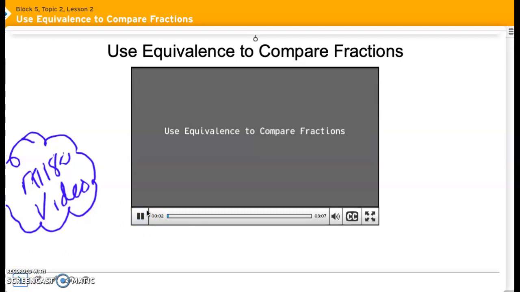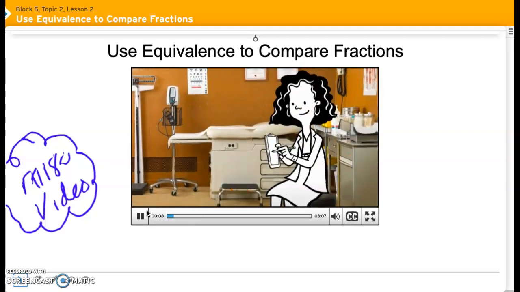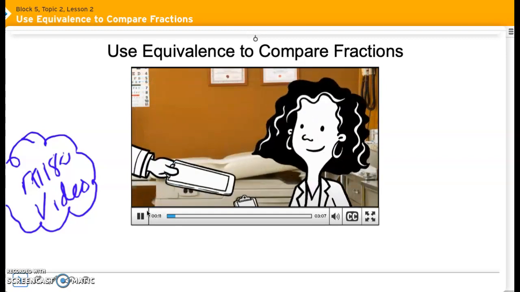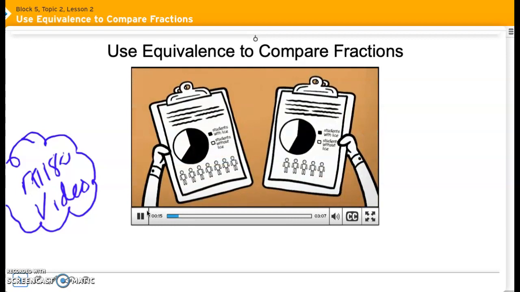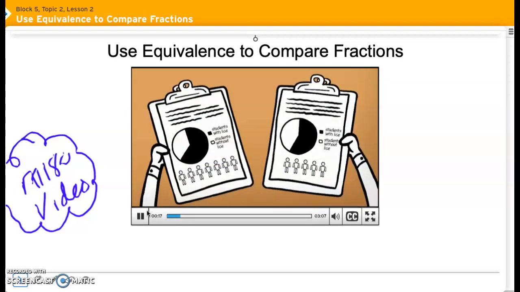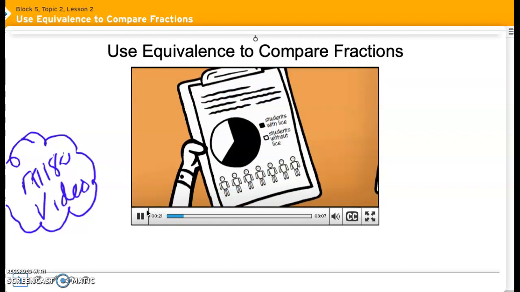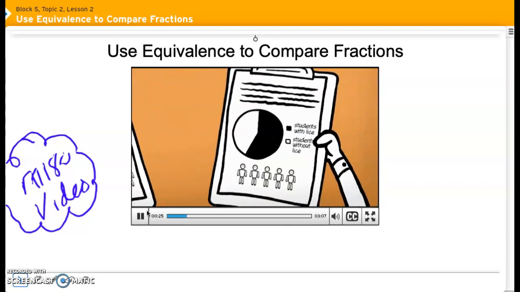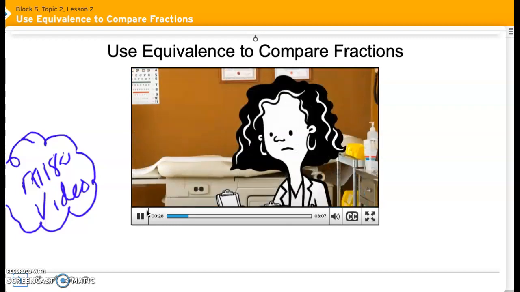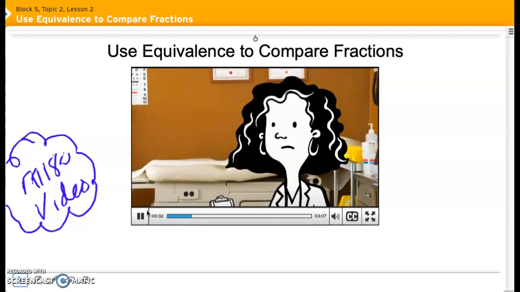Use equivalence to compare fractions. At the health department, Kate tracks illnesses at the city's schools. She receives a report that many students have head lice. To track the lice outbreak, she keeps records of the fraction of students at each school. She sees that 7/12 of students at one school have lice, while 5/8 of the students at another school have lice. She wants to compare the fractional part of the school's students who have lice.